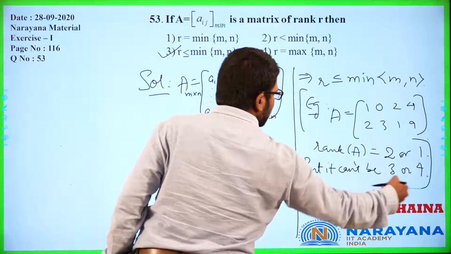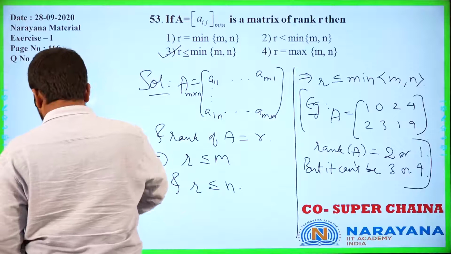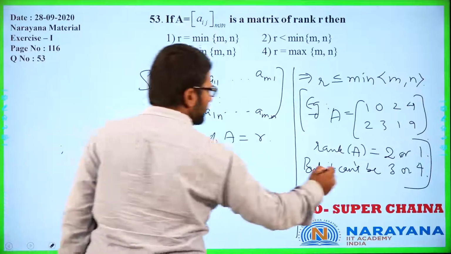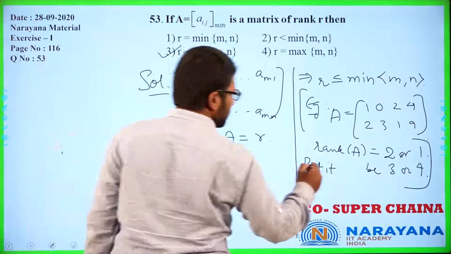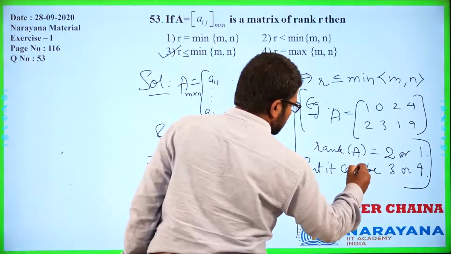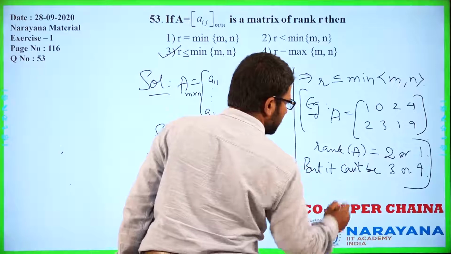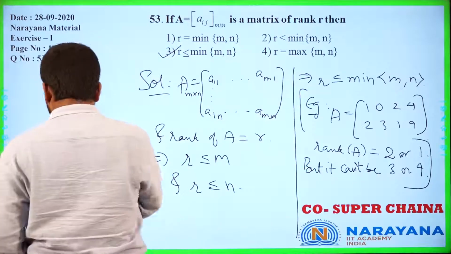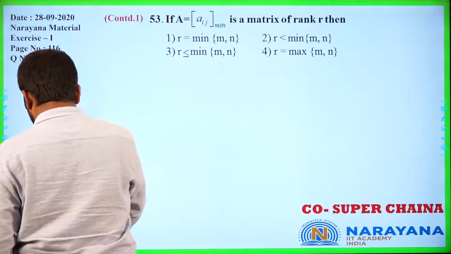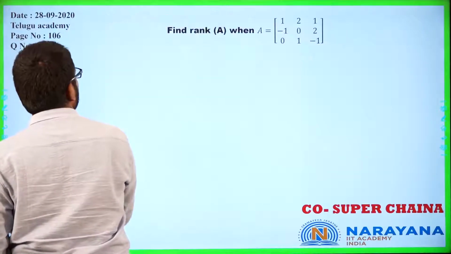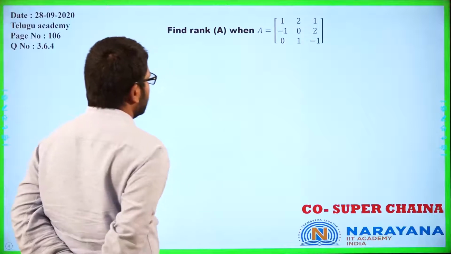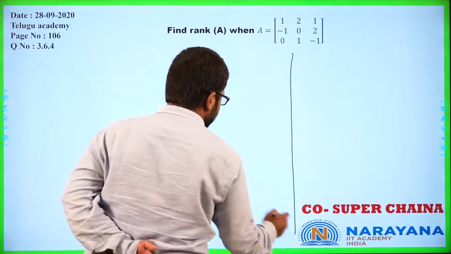That is an example. Let me write this properly. But it can't be 3 or 4. Okay? All right. Find rank of A. All right. Straightforward question about rank.